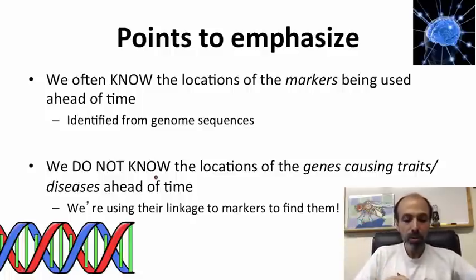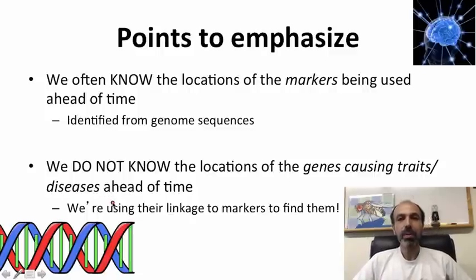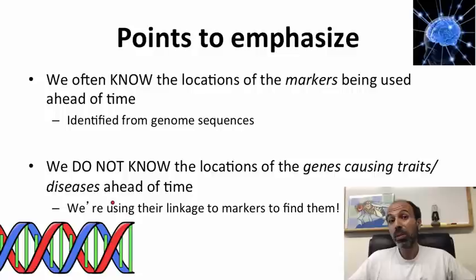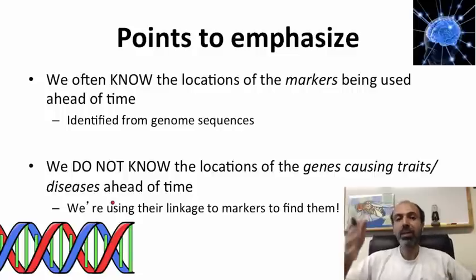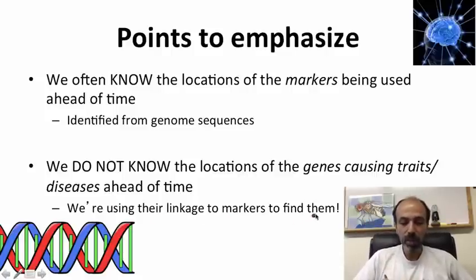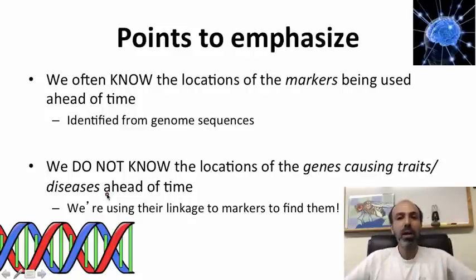However, we don't know the locations of the genes causing traits or diseases ahead of time. So we know where the markers are, but we don't know where the genes contributing to cancer are. We know there are genes that are contributing to cancer, but we haven't identified them ahead of time. The purpose of mapping is to find where they are relative to markers. So we're using their linkage to the markers to find these genes that are causing traits or diseases, to identify where in this vast genome sequence they are.